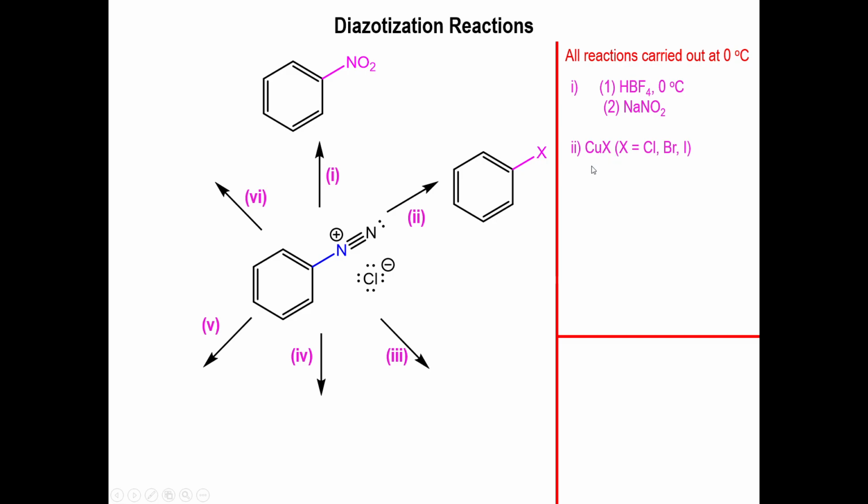Another one would be the introduction of fluorine, but unlike the reactions here with copper(I) halides, copper(I) fluoride doesn't actually exist, right? Copper(I) chloride, bromide, iodide do exist, but copper(I) fluoride is not really a thing. So you actually make it a different way. You react the diazonium salt with tetrafluoroboric acid, but you do this with heat.